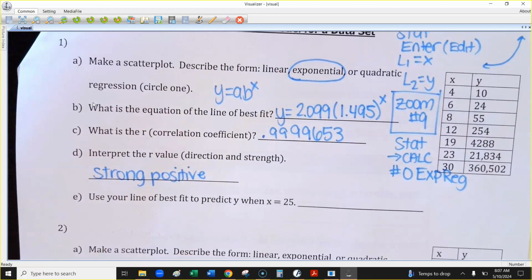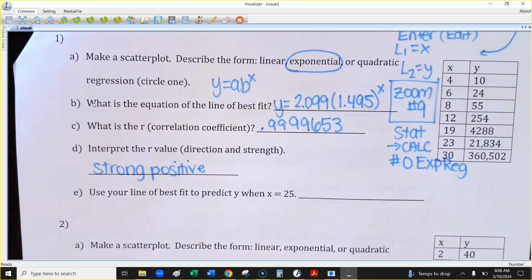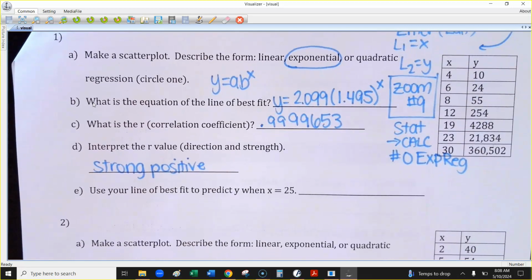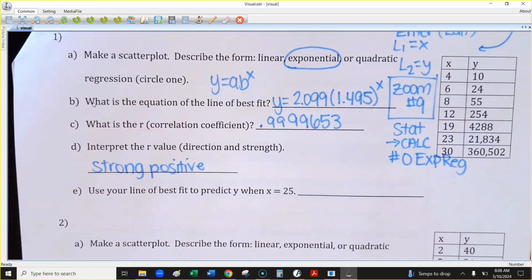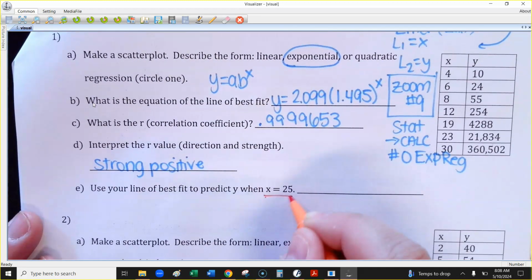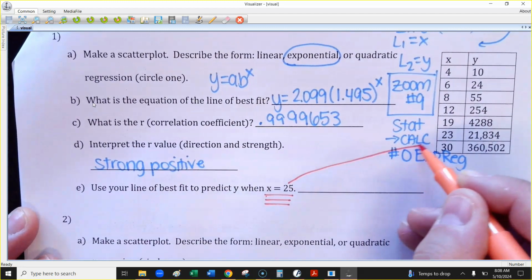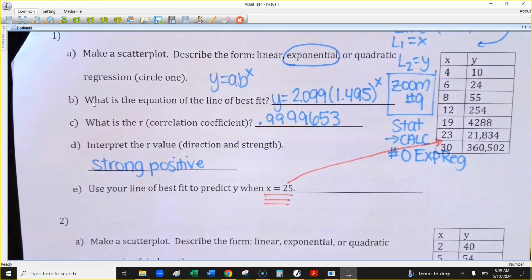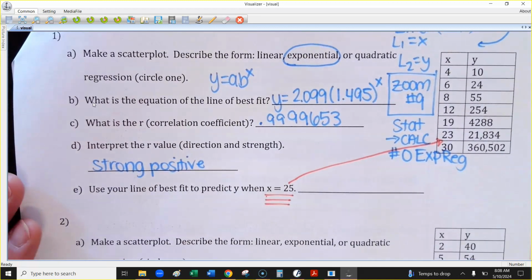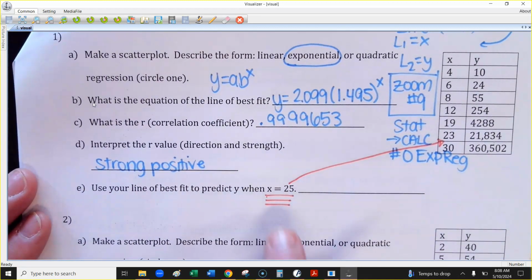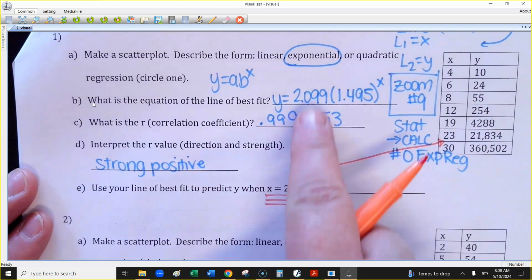Now this is the thing that I wanted to have you guys look at. Most of these questions will ask you to use your model to make a prediction about another value in the regression. So this one, I tried to pick numbers that would kind of fall into the table that you have, so that way you could see if your answer makes sense. So 25 would go in between the 23 and the 30 there on the table, right? Literally, all you have to do is plug 25 into that equation. That's all we're going to do.